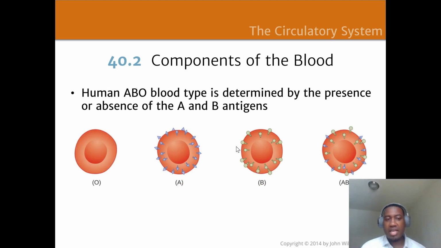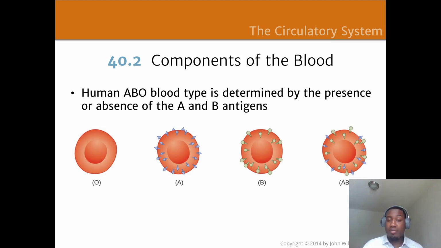Now let's talk about blood type. How blood type works is this. I'm sure some of you guys know your blood type, and I'm sure some of you guys don't know your blood type. I just found out my blood type like 3 weeks ago.